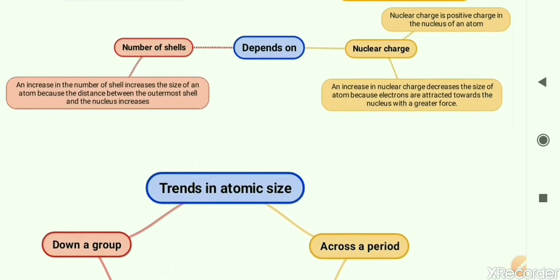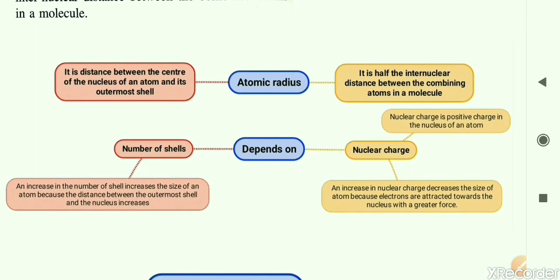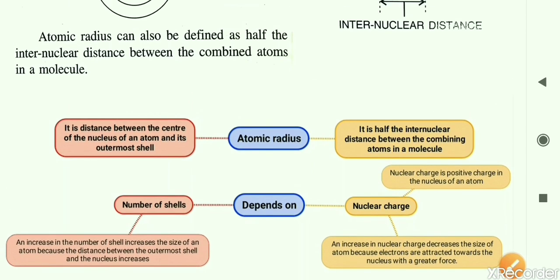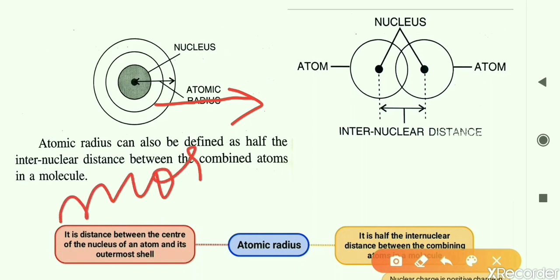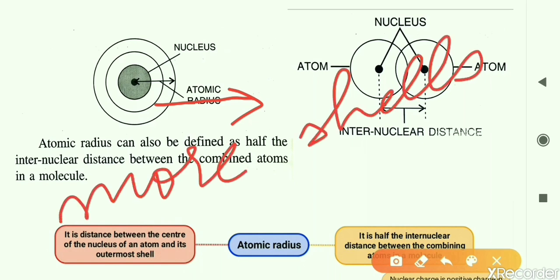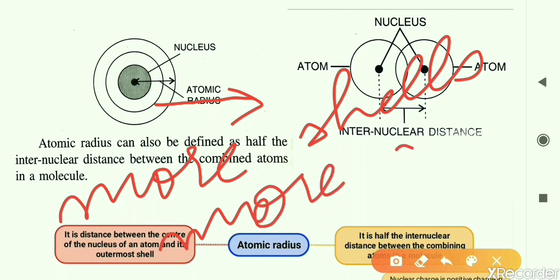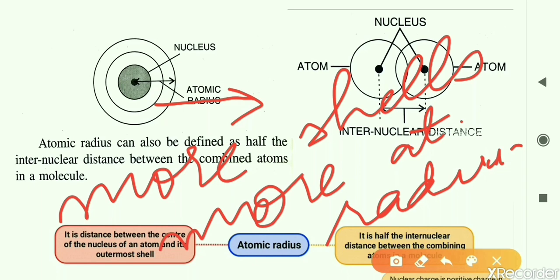Now this atomic radius depends on various factors. First one is number of shells, second one is nuclear charge. Number of shells, as you can see in the above diagram given over here, as the number of shells are increasing, the atom size will keep on increasing. So we can say if more shells are there, then we can have more atomic radius. More shells give more atomic radius.